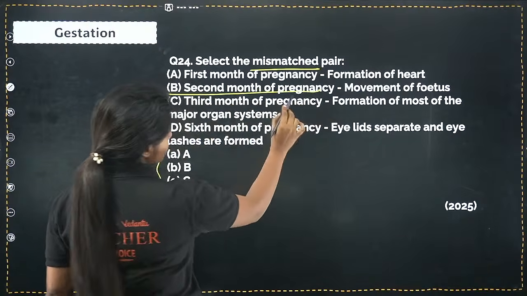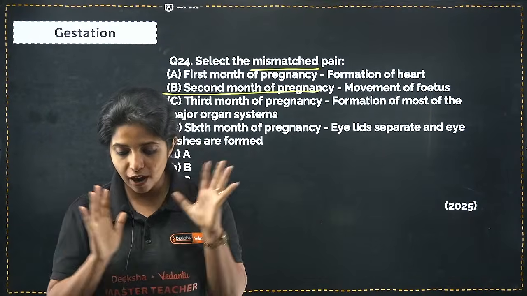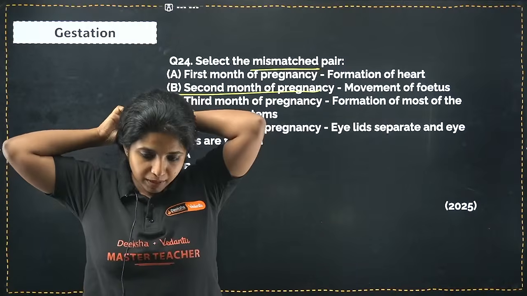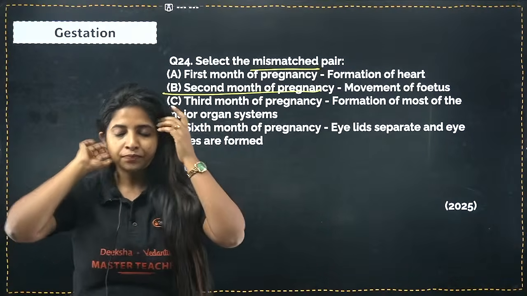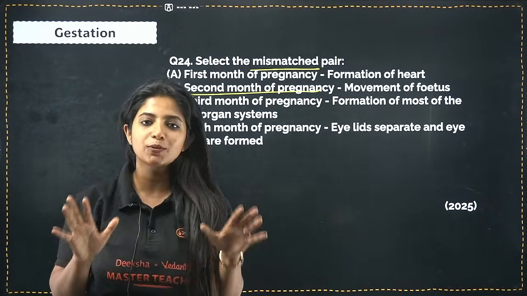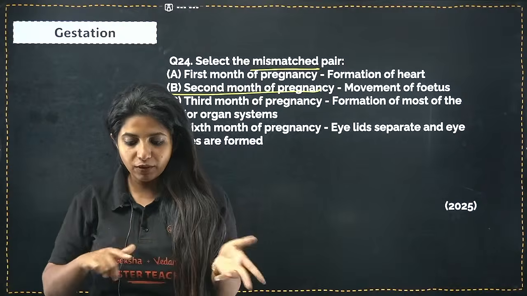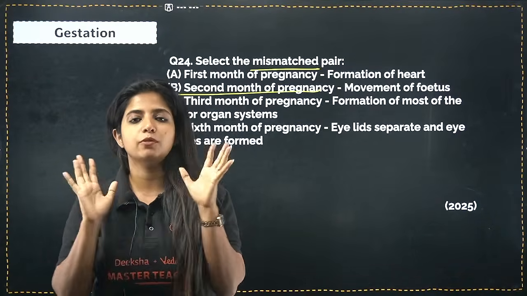So I should be going with B. Second month of pregnancy, movement of fetus, is wrong. Listen to me carefully. If you remember this, you will be able to score really good marks in this particular topic. It's very simple. Everyone who gave me the answer as B, awesome. Everyone who didn't, you need to understand it. Once you understand it, you will be able to answer it later on.